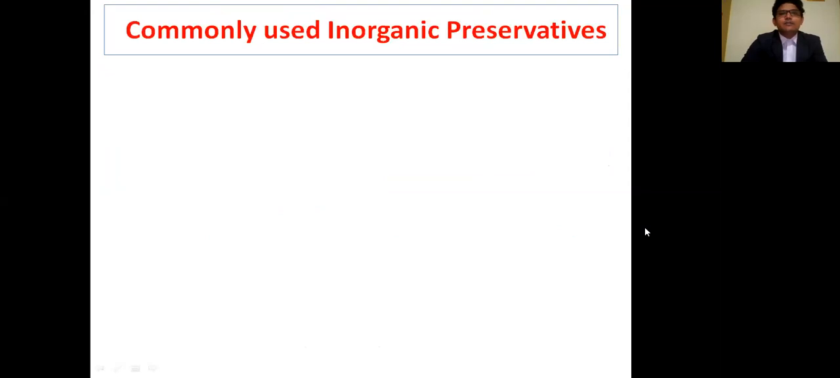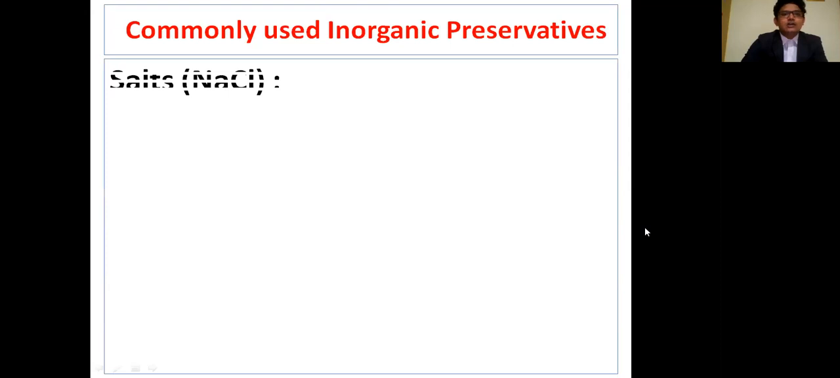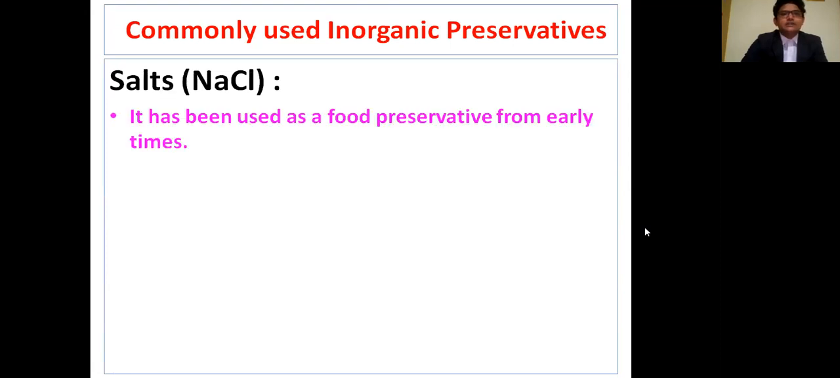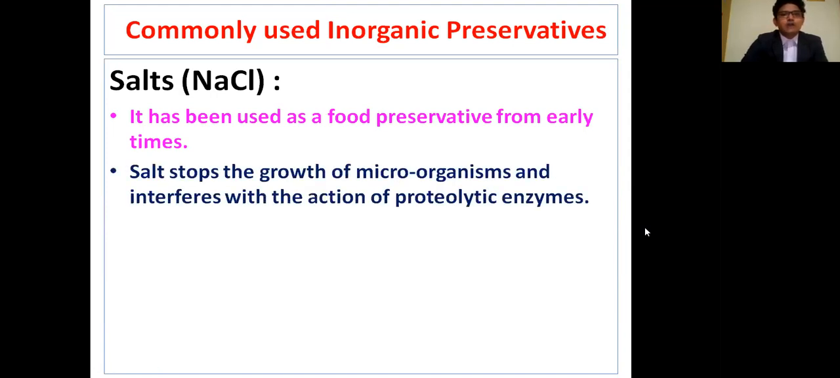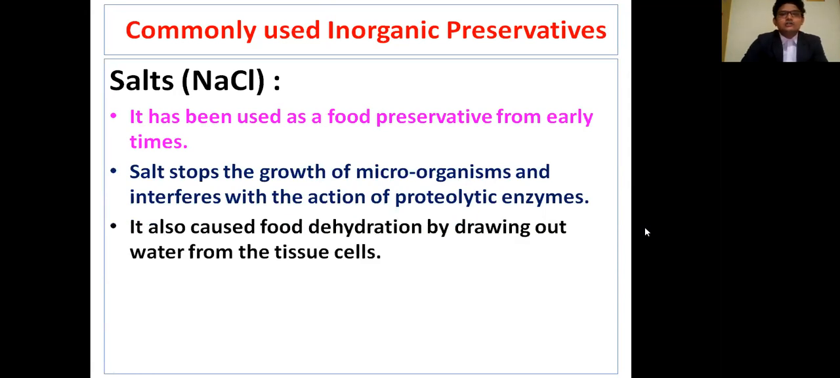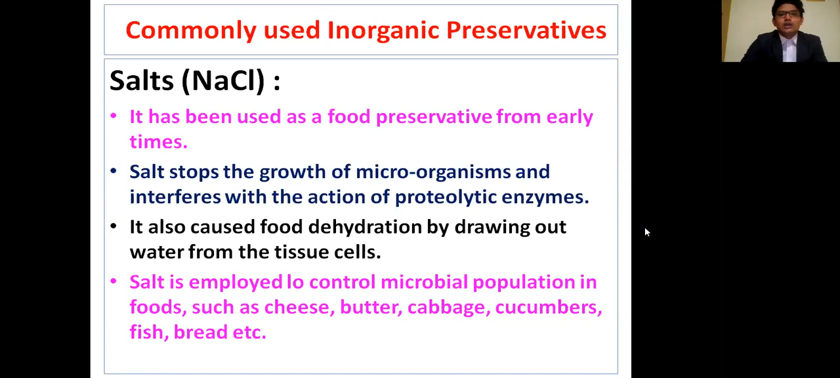Here are some examples of commonly used inorganic preservatives. First example is salt, NaCl. It has been used as a food preservative from early times. Salt stops the growth of microorganisms and interferes with the action of proteolytic enzymes. It also causes food dehydration by drawing out water from the tissue cells. Salt is employed to control microbial population in foods such as cheese, butter, cabbage, cucumber, fish, bread, etc.